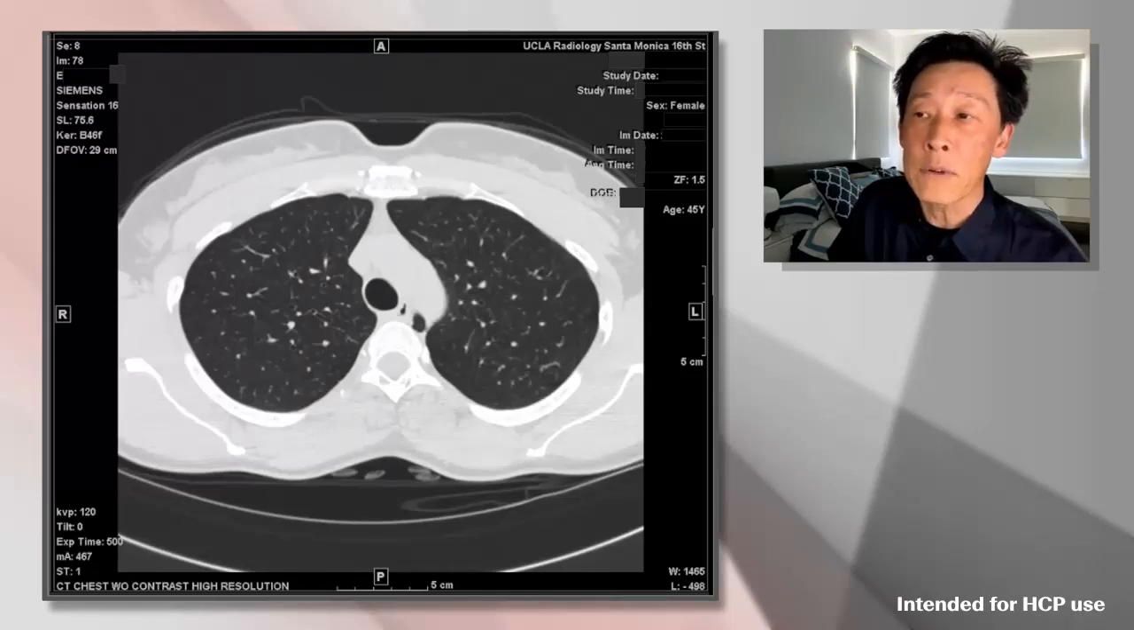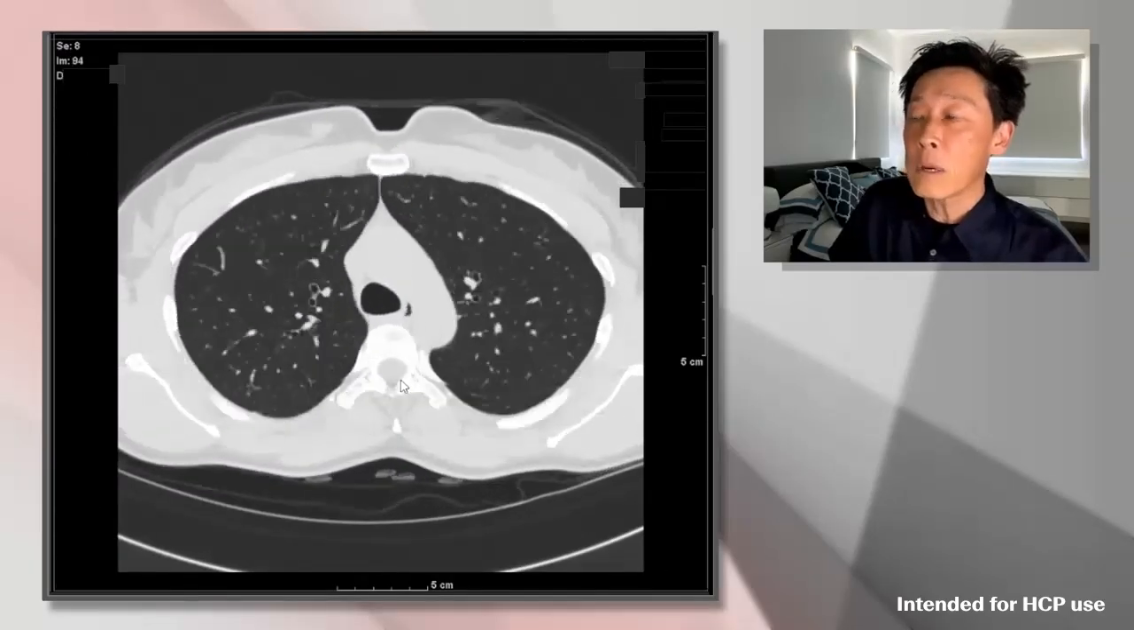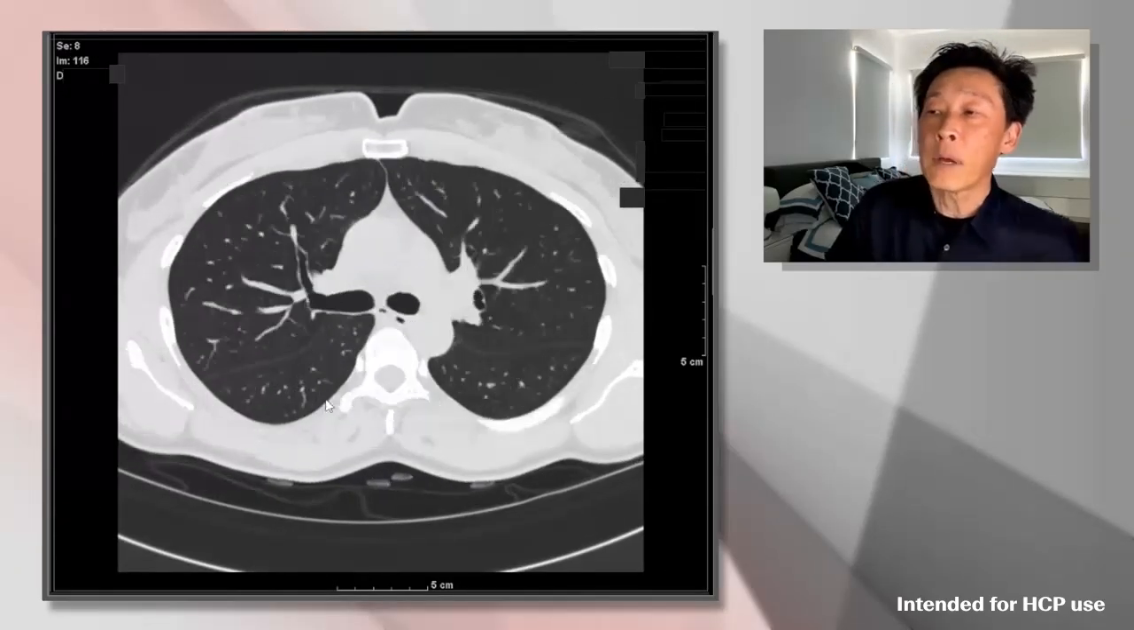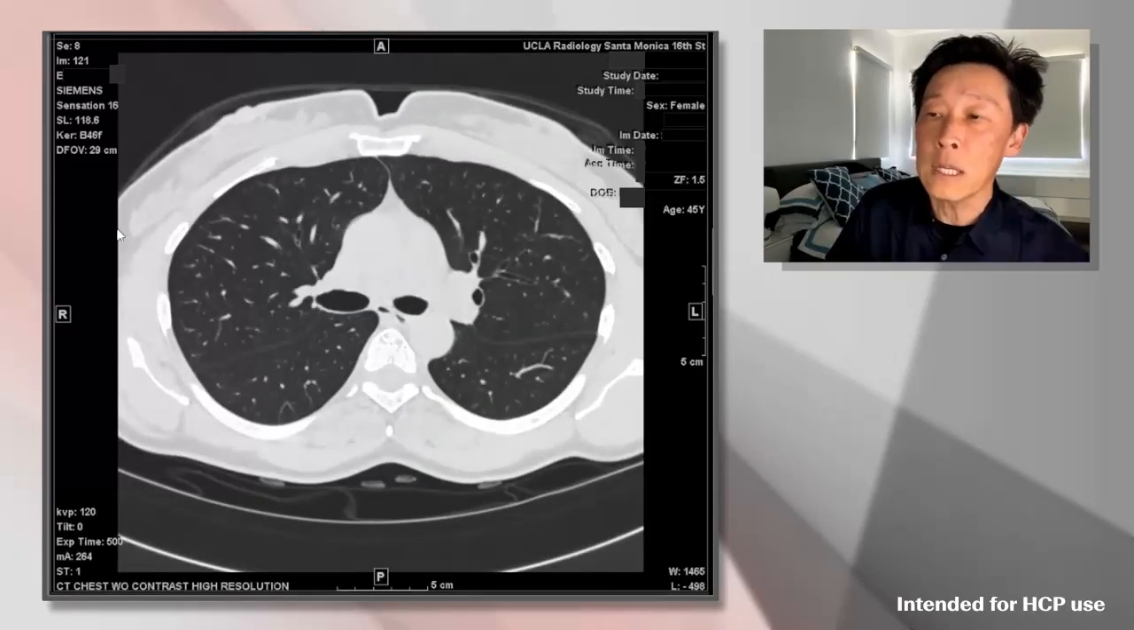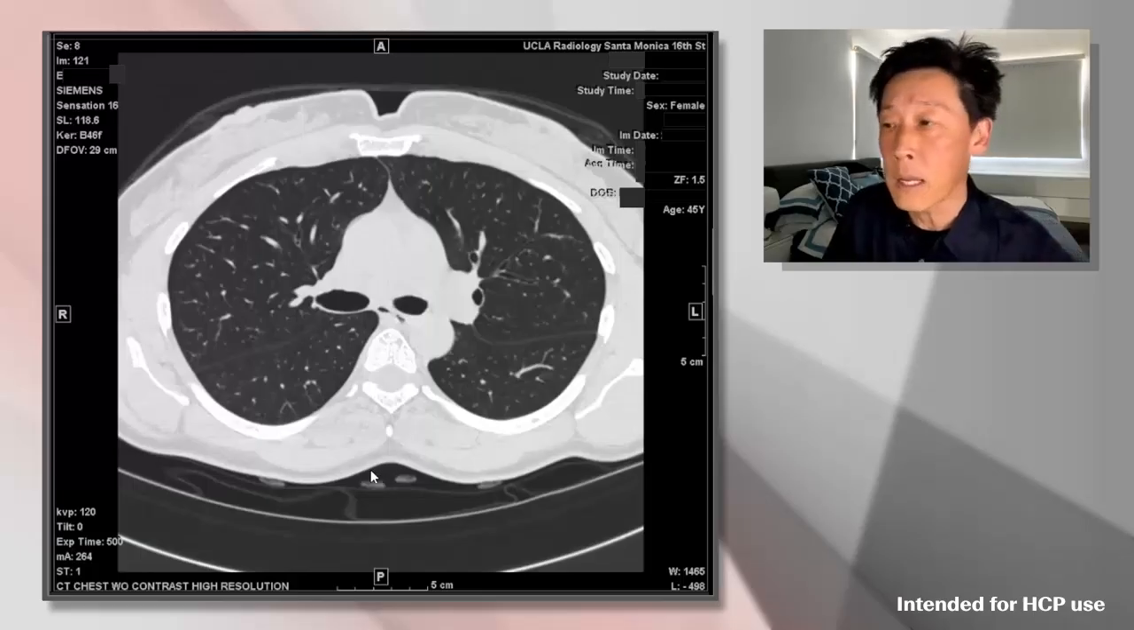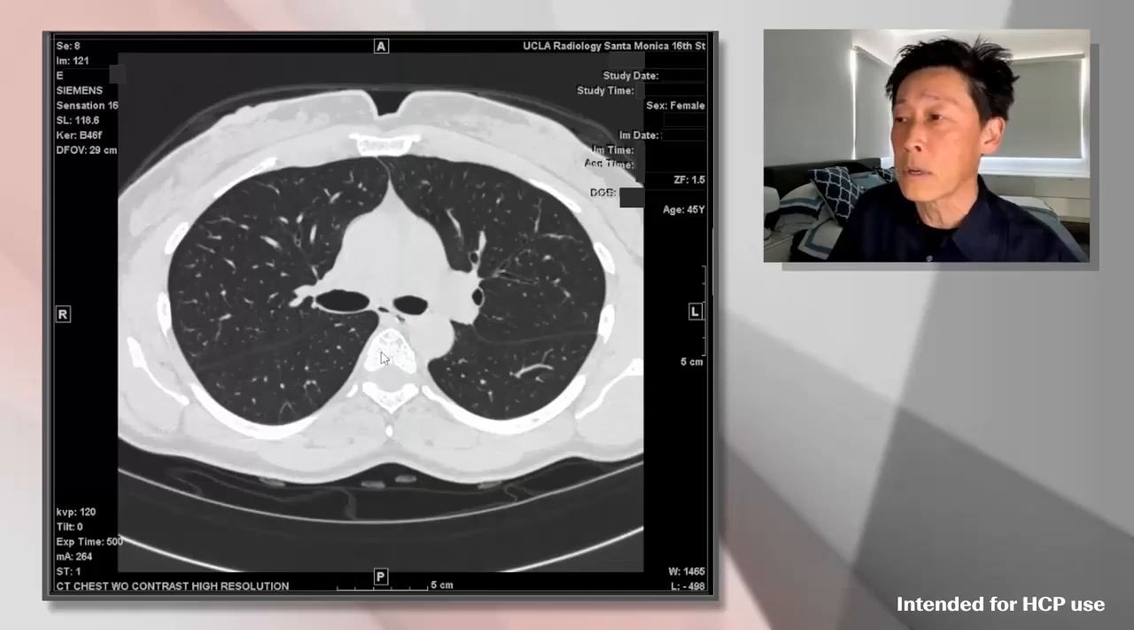The final technical parameter we have here is the display field of view, or DFOV. Here it's 29 centimeters. What this represents is a collimation or focusing just of the lungs. You can see that we've cut out a lot of the edges of the patient's soft tissues in favor of focusing on the lung parenchyma, which is the basis of why this HRCT was ordered.